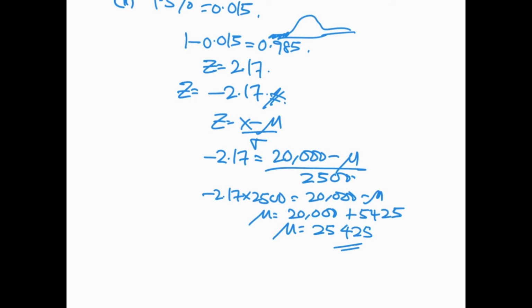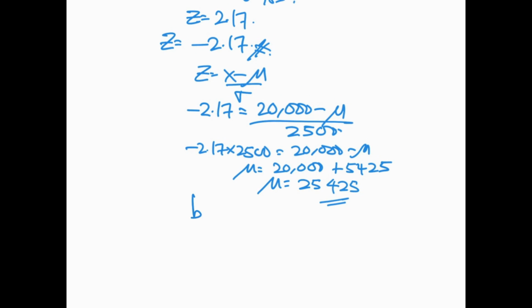Next, part B. If instead the mean length of life has remained unchanged, calculate the new standard deviation. This time you just have to find the standard deviation. The mean life doesn't change, and the proportion is still reduced to 1.5%, so I'm going to use the same z score, negative 2.17.